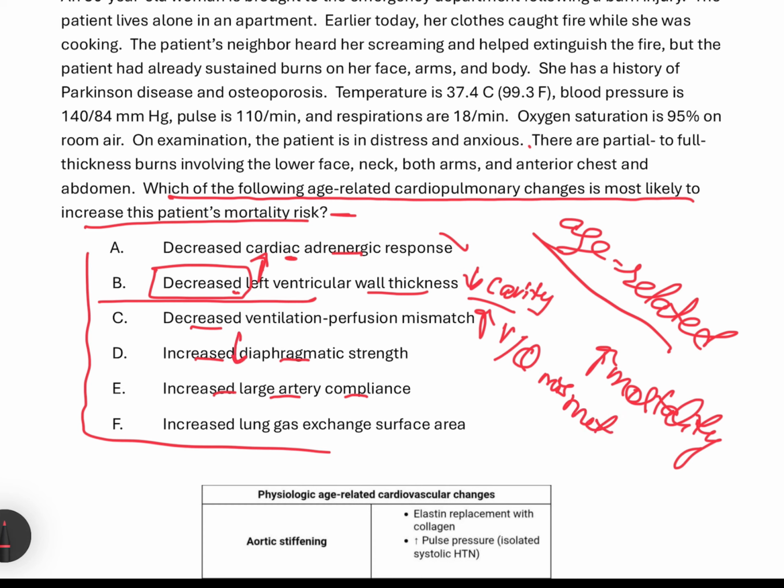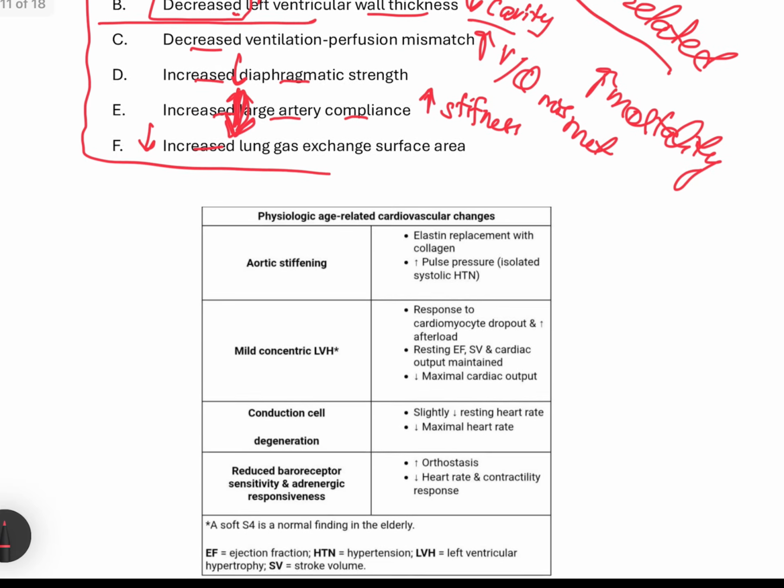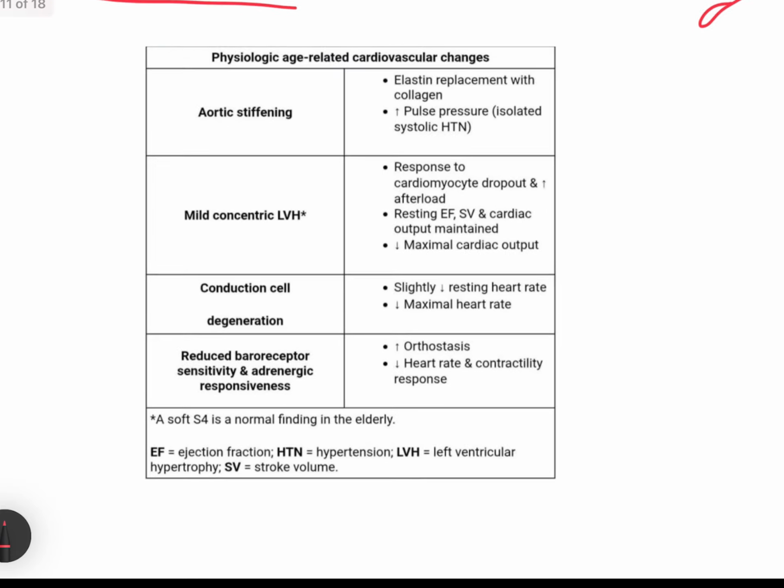There is a decrease in diaphragmatic strength. There is a decrease in large artery compliance, so there will be an increase in stiffness. And there will be a decrease in lung gas exchange surface area. So the right answer is decreased cardiac adrenergic response, due to which the patient will not respond to adrenergic stimulus and the body will not overcome that situation. We are already done with that.